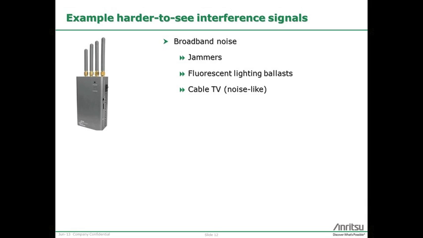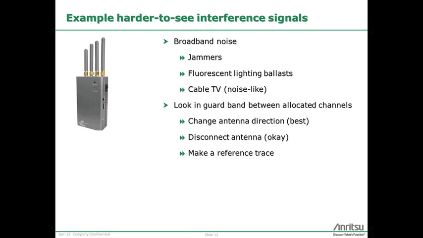Now let's look at some harder to see signals. Broadband noise or noise-like signals like jammers. There's a picture of a jammer off the internet. Fluorescent lighting ballasts, they can create quite a bit of noise, which can be quite problematic, especially if there are thousands of them installed in a building. And cable TV is not noise, but it's noise-like because it's a broadband spectrum.